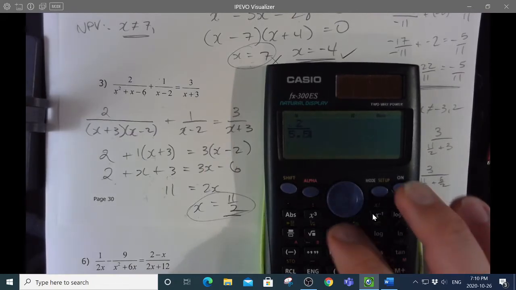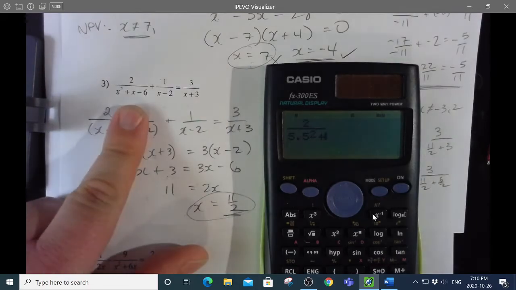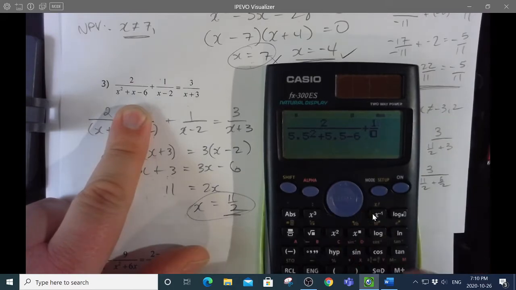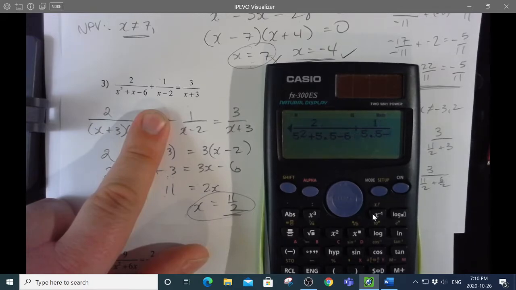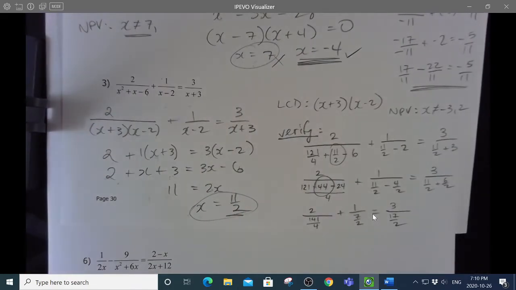5.5 squared plus 5.5 minus 6, move it on over, plus another big ugly fraction-y thing, 1 over 5.5 minus 2, and what does that equal? It equals 6/17, and I already know that side is 6/17 because remember, we just did fraction nightmare. So we know that's what it is.